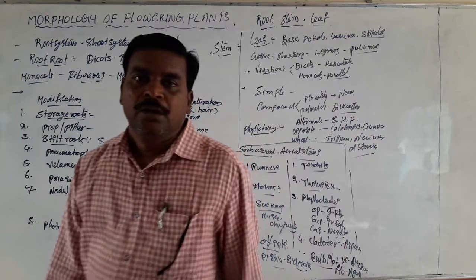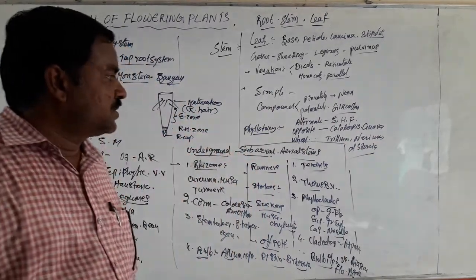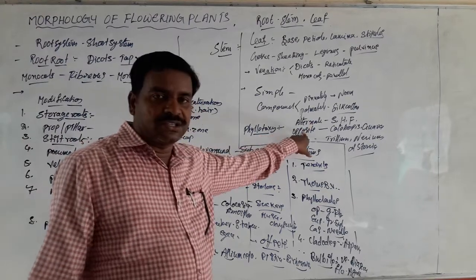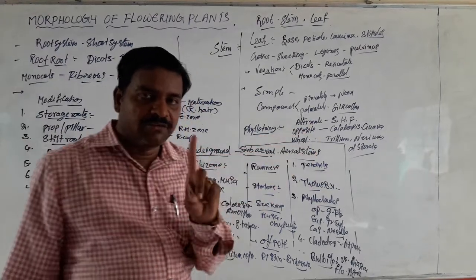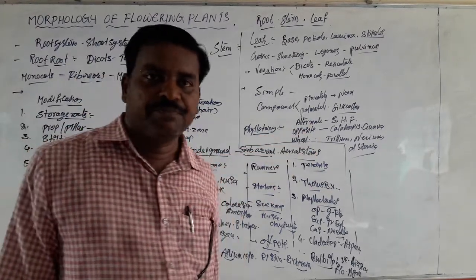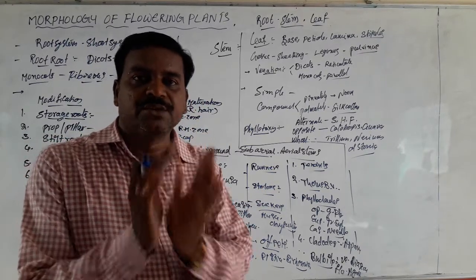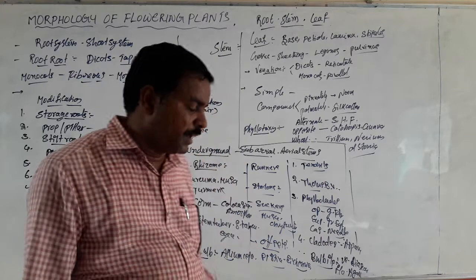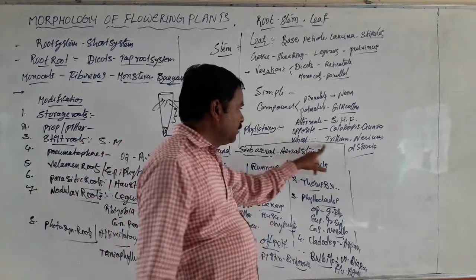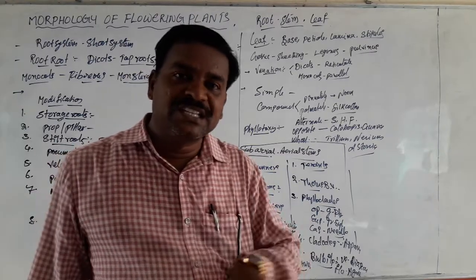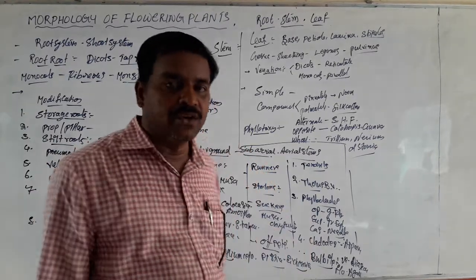In alternate phyllotaxy, only one leaf is present at one node. In opposite phyllotaxy, 2 leaves are present opposite to each other at each and every node. And third one, whorled phyllotaxy, Alstonia, Nerium: many leaves are present in a circle at each and every node.